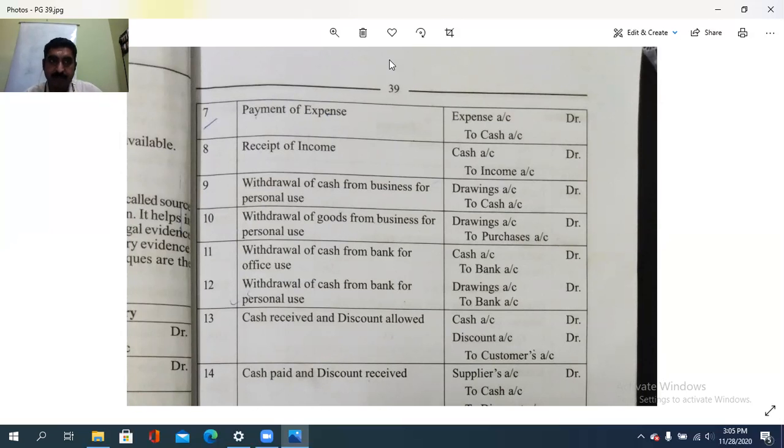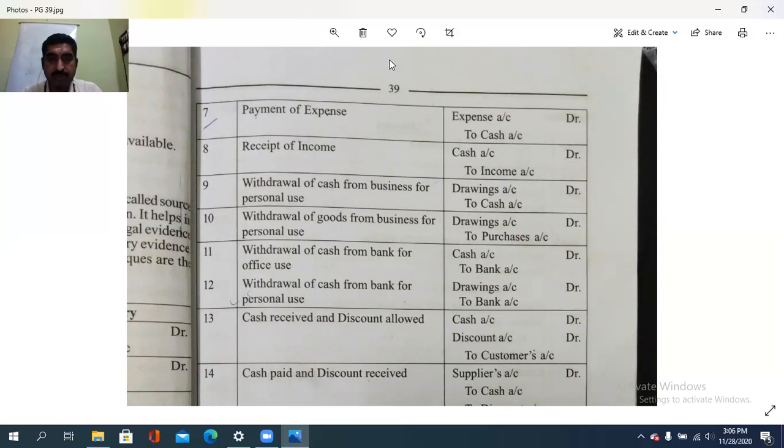Why is cash debited? Because cash is coming in. And why is the income to be credited? Debit all expenses and losses and credit all incomes and gains as per nominal account. So what is a nominal account? Income and gains, all of that should be credited. So what is income? It is revenue. So that is to be credited. So that is my cash account debtor to income account.